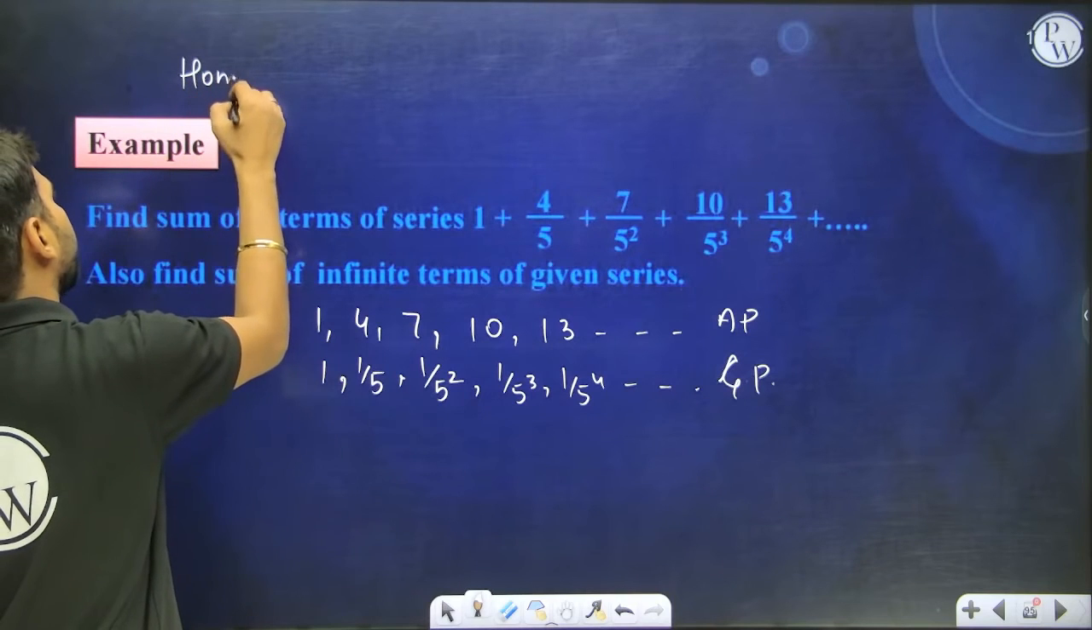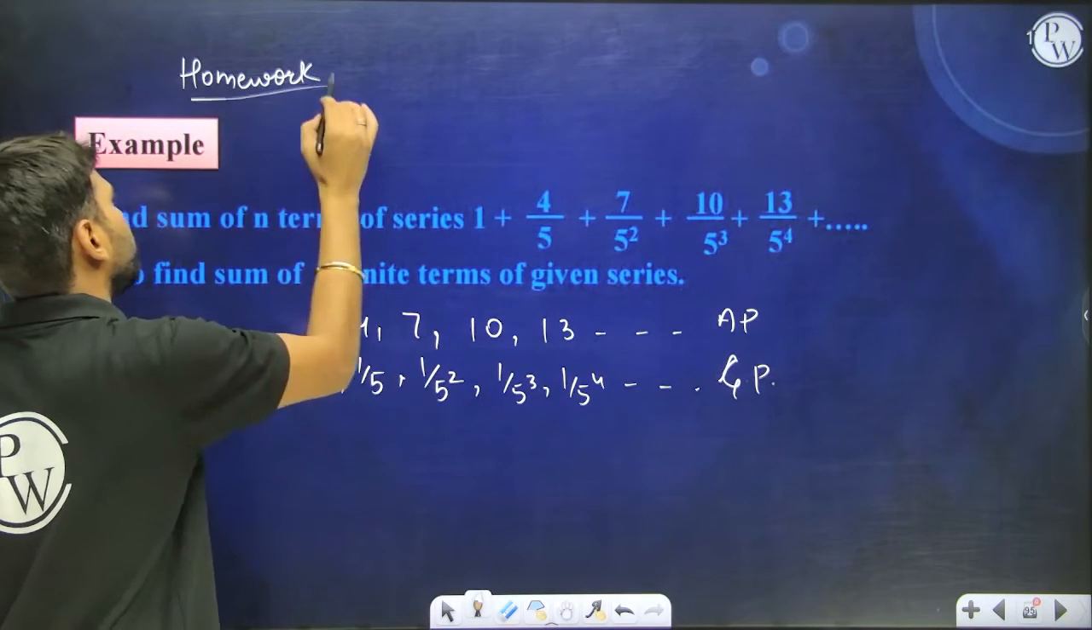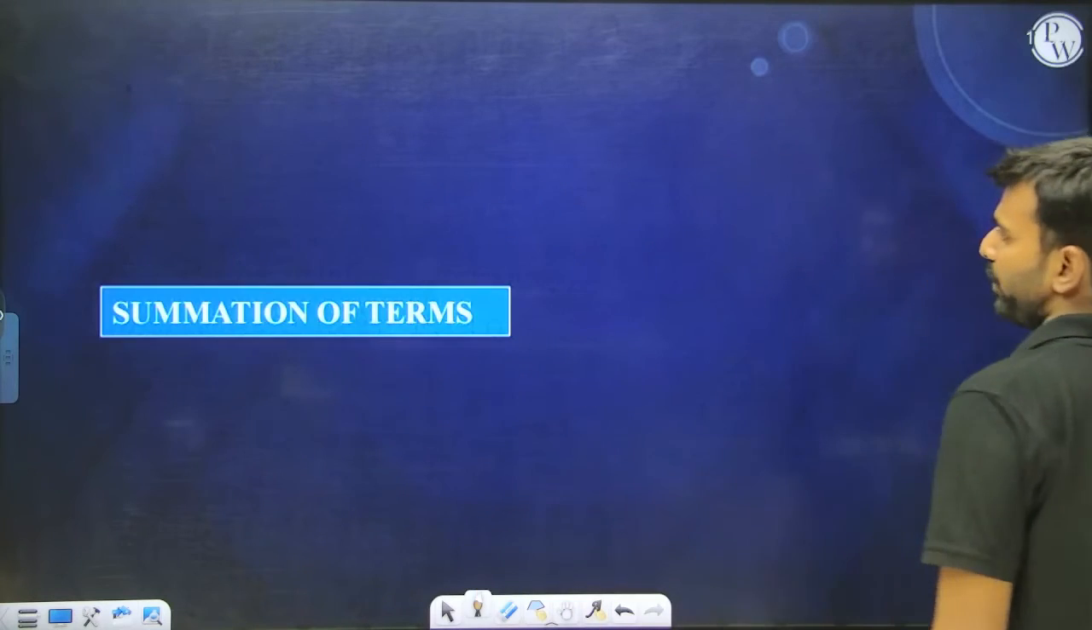Now you can find it out. I am giving you this problem as part of homework. There has to be no difficulty at all. I believe you guys can do it quite comfortably.